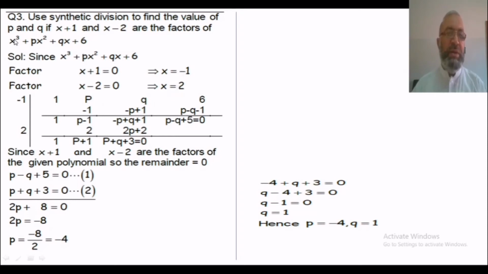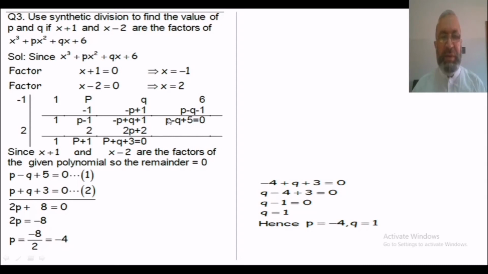So write down the coefficients of the given equation: 1, p, q and 6. First divide by minus 1, the first root. Drop down the first coefficient, multiply by minus 1, we get minus 1. Adding to the next coefficient, that becomes p minus 1. Again multiply with minus 1, that becomes minus p plus 1. Adding to the next coefficient, that becomes minus p plus q plus 1. Again multiply by minus 1, that becomes plus p minus q minus 1. Adding to the next coefficient, it becomes p minus q plus 5 equal to 0.